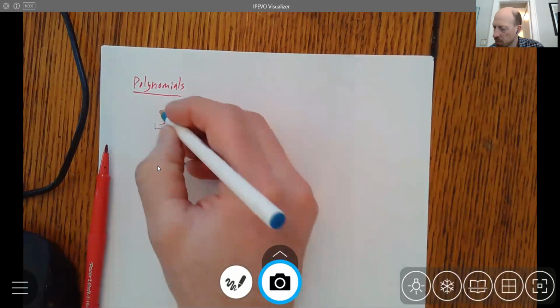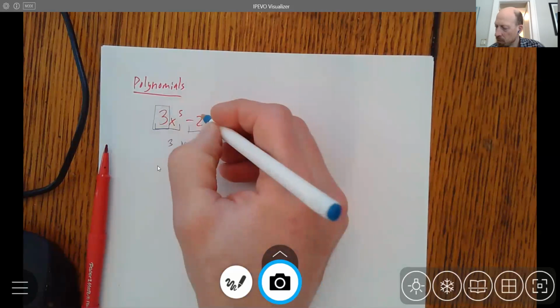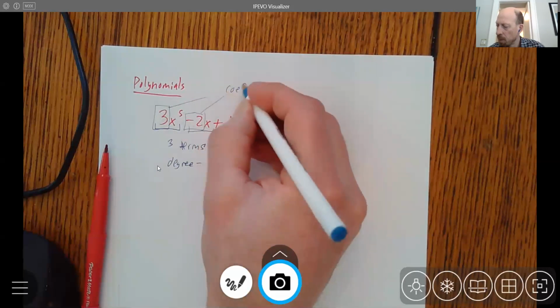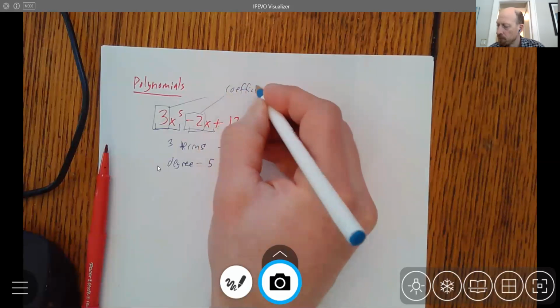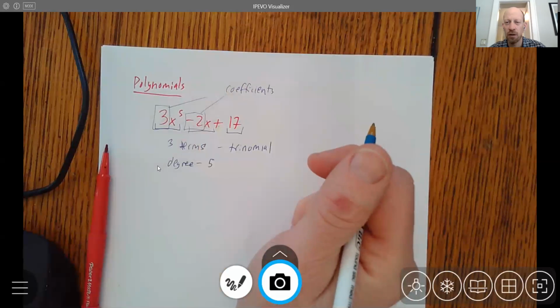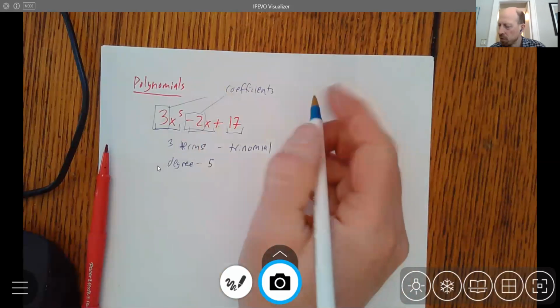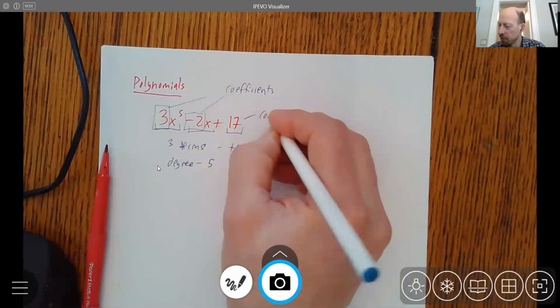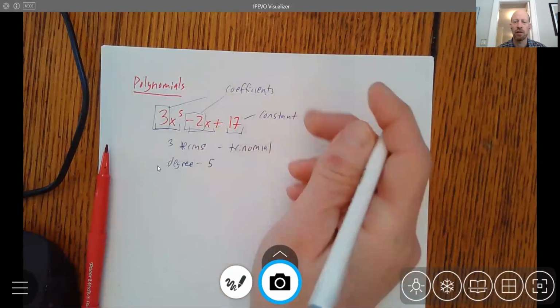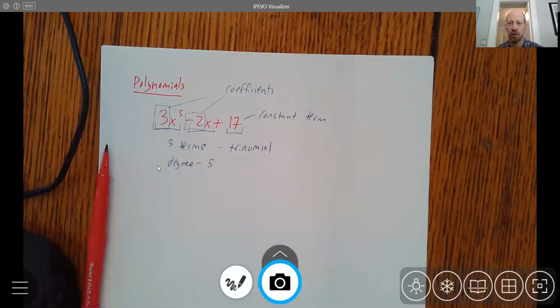For each term, these parts are called the coefficients. That's like the numerical part of a term. And this part's called a constant term, since there's no variable in it. All right, so there's a little bit of just vocabulary, making sure we can talk about polynomials properly.